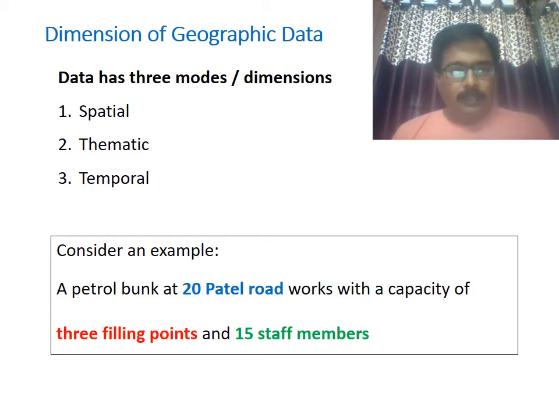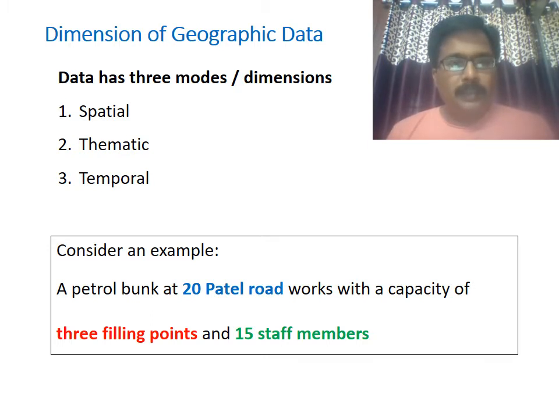The spatial dimension for this example includes the location based information. So in this example, the petrol bunk is located at 20 Patel Road. It describes the positional information of the place over the earth. Though it is in a textual form, that is the location information. However, in GIS, it is necessary to represent this location in a geographically referenced data layer, that is the map. So with reference to GIS, spatial data is considered as a location based information. So in this example, the address of the petrol bunk is the location information.